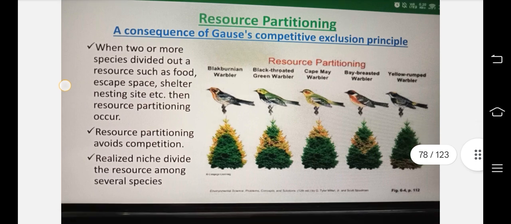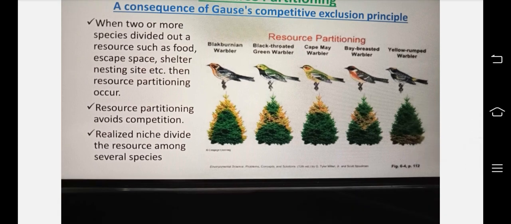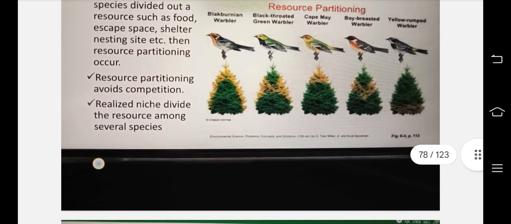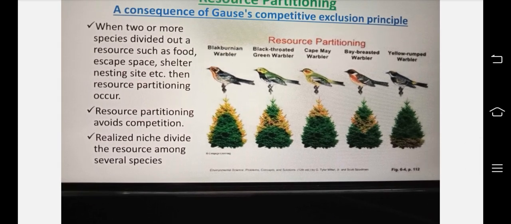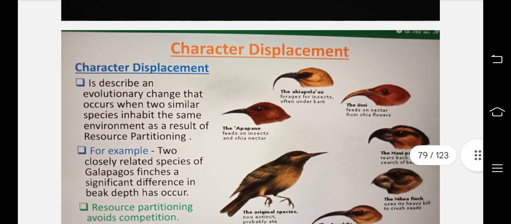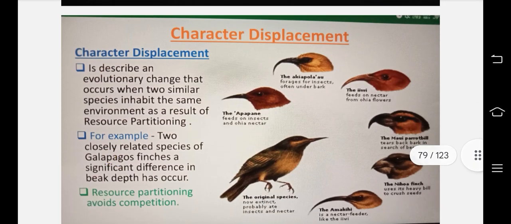Resource partitioning. Partitioning of resources among several species avoids competition. Character displacement.